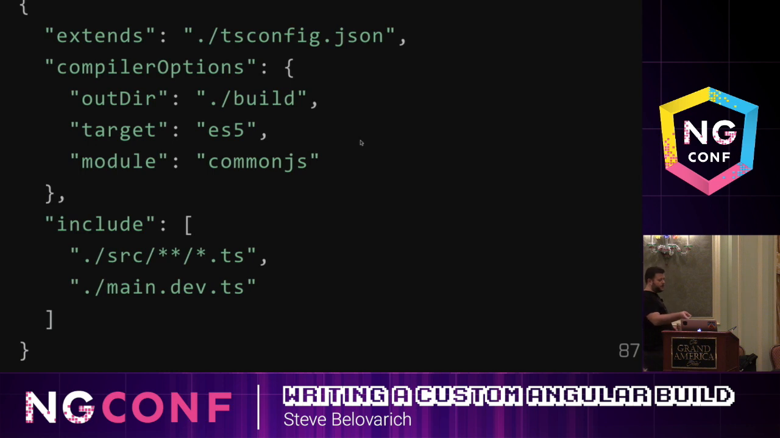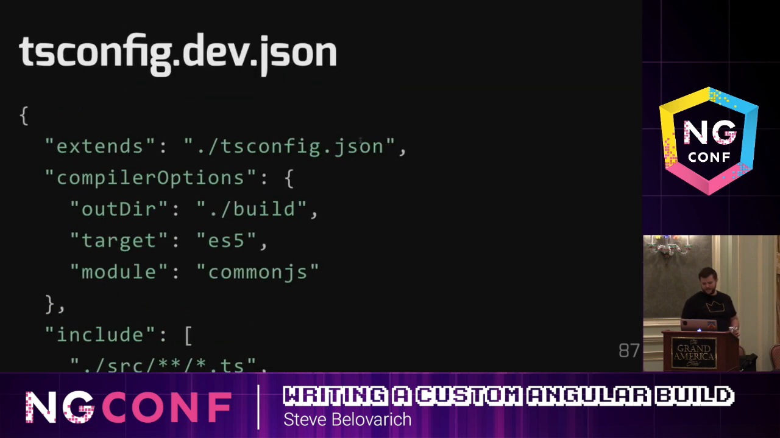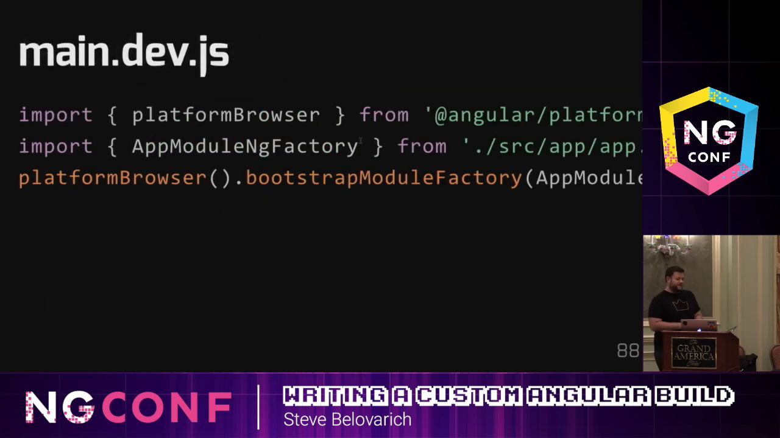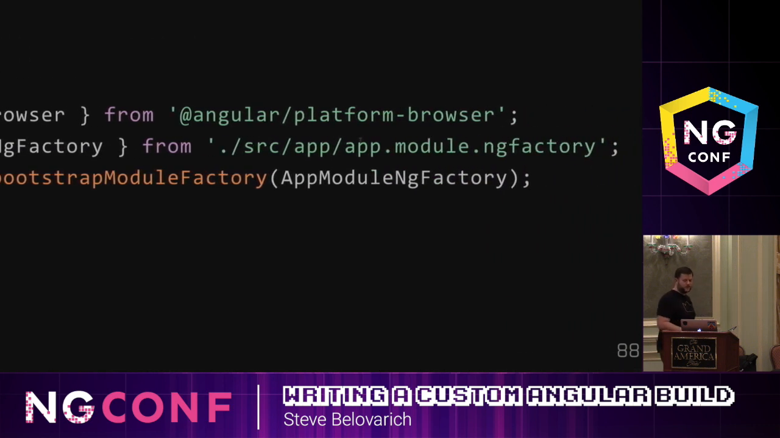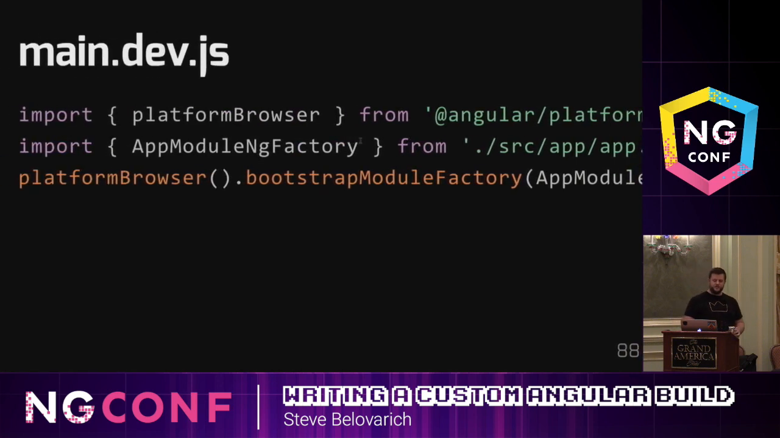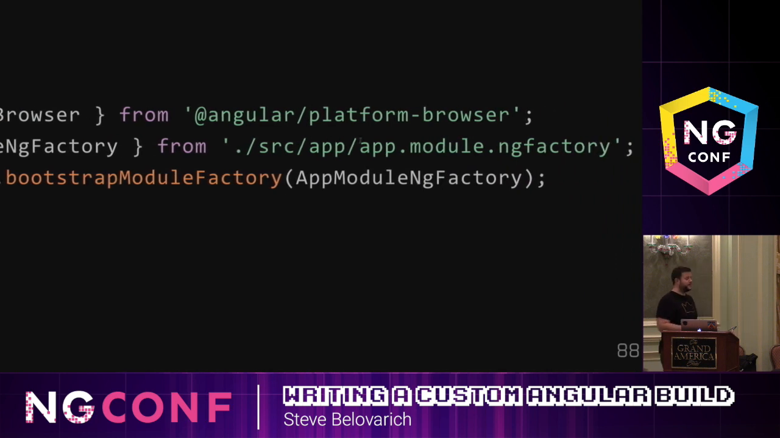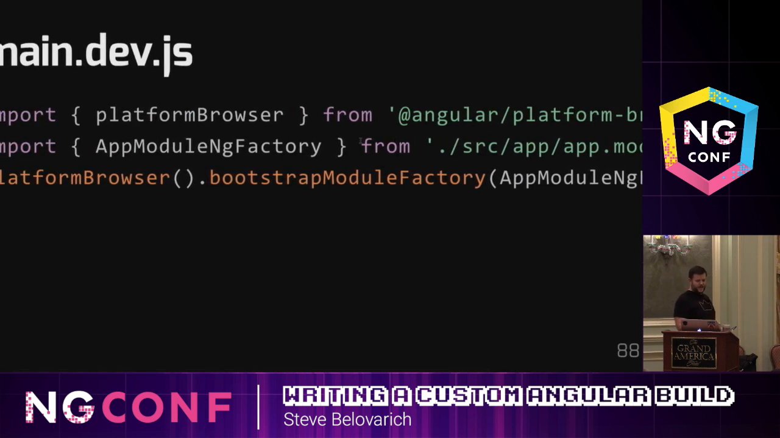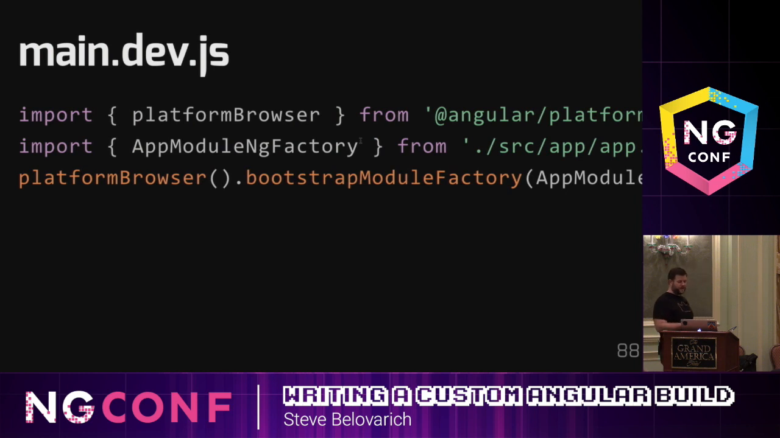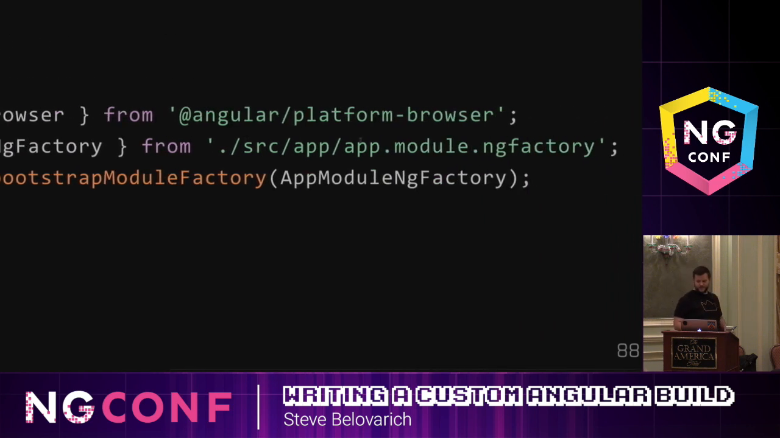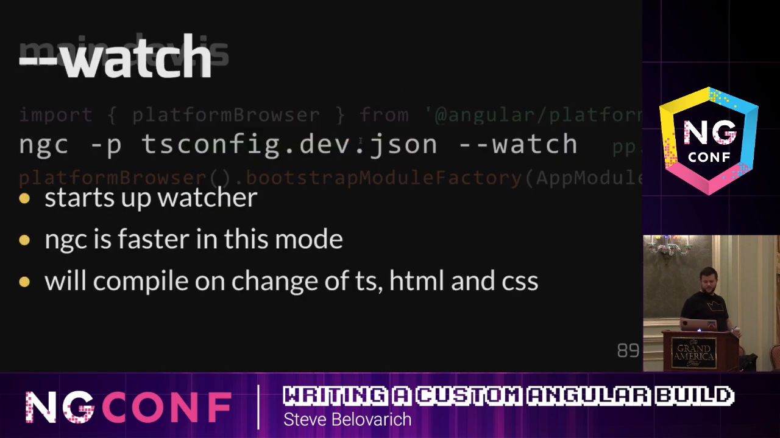We're going to include all of the TypeScript files inside of our source and this file, main.dev.ts. Main.dev.ts, sorry, that's a little typo, I shouldn't say JS, looks something like this. We're going to import platform browser from Angular platform browser. We're going to import app module ng-factory from our source after it's compiled as an ng-factory. And we're going to call bootstrap module factory on platform browser and pass in the app module ng-factory.